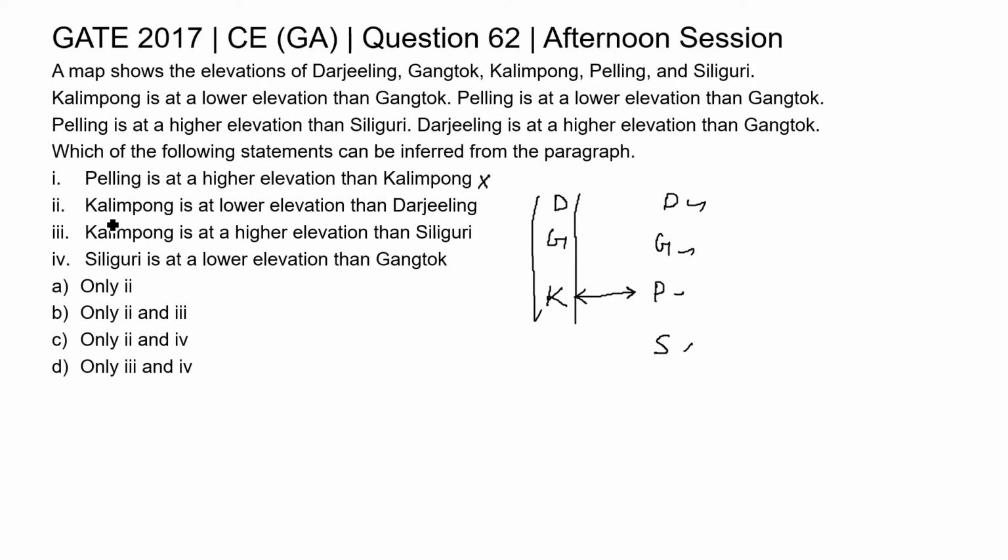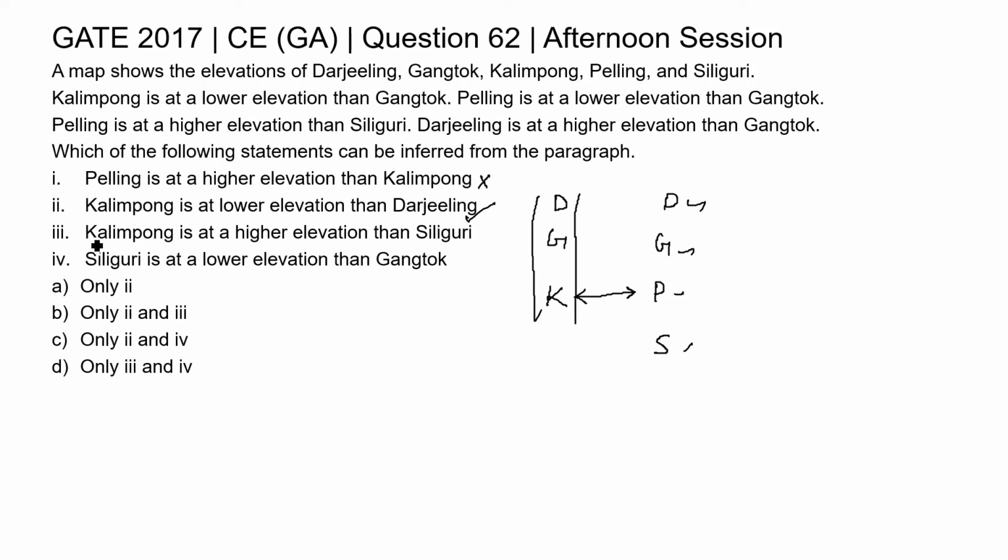Now read statement 2. Kalimpong is at a lower elevation than Darjeeling. So yes, from the conditions we can see Kalimpong is at a lower elevation than Darjeeling. So option 2 is the correct statement from this condition.